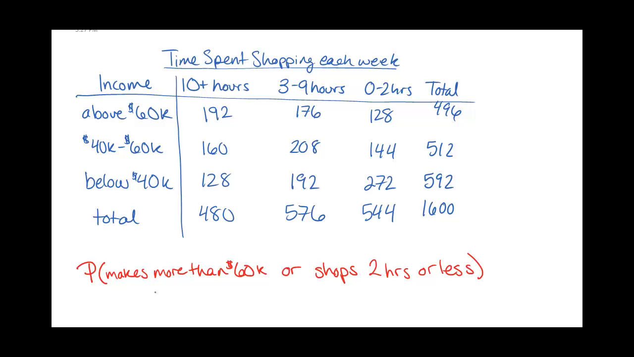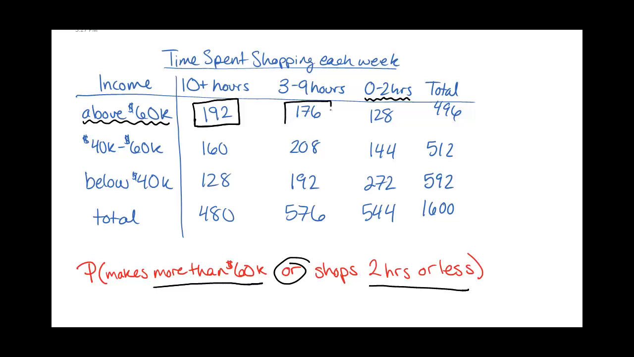And we want to find the probability that a random person that we select from this sample either makes more than $60,000 or shops 2 hours or less. So we're looking at two different categories here. We've got those people who shop 0 to 2 hours and those people who make more than 60,000. Now the OR probability, an OR event, means that it could be one or the other. So these 192 people, for example, even though they shop 10 hours, because they make above $60,000, they will count for this event, this compound event that we're looking at.